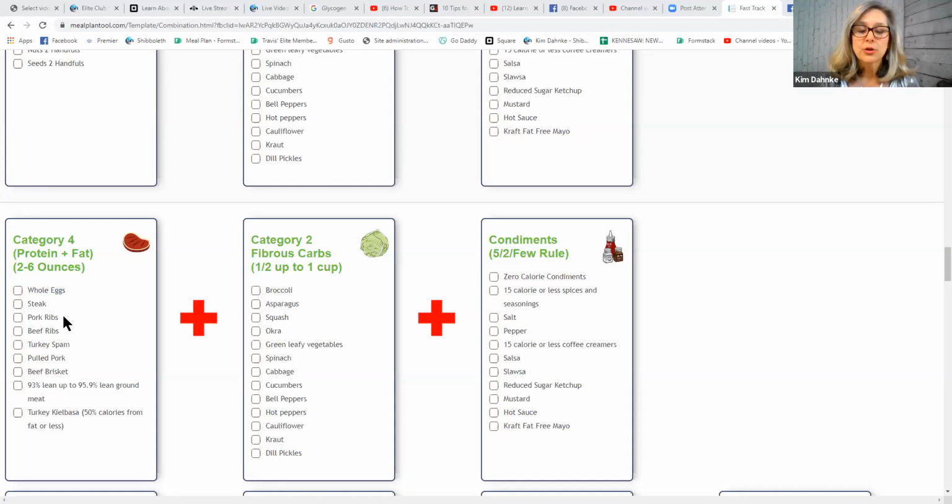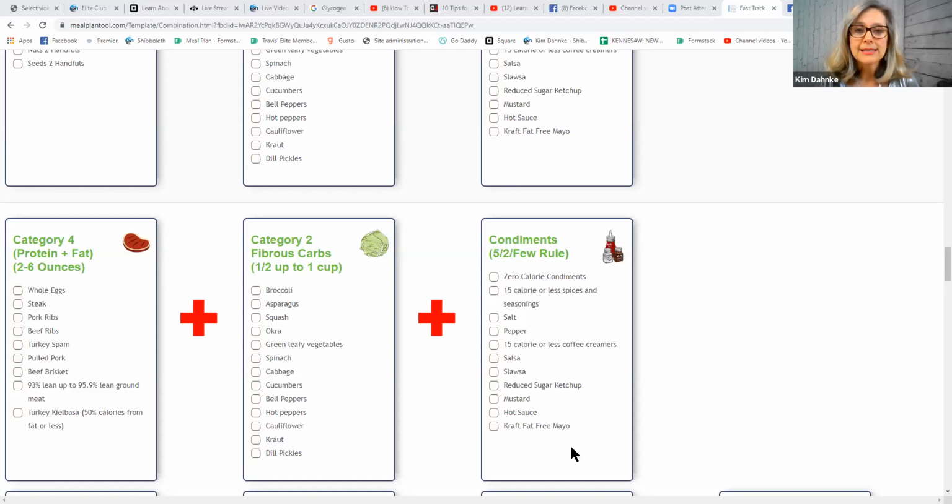Whole eggs, so your egg whites were in your lean protein, but your whole eggs are in the protein plus fat. Steak, all your cuts of steak are here. Pork ribs, beef ribs, turkey spam, pulled pork, beef brisket, 93% lean up to 95.9% lean ground meat, and turkey kielbasa, as long as 50% of the calories or more are not coming from fat. And then you could put that with a fibrous carb, doctor it up with the right condiments, and you'll have a great fat burning meal.